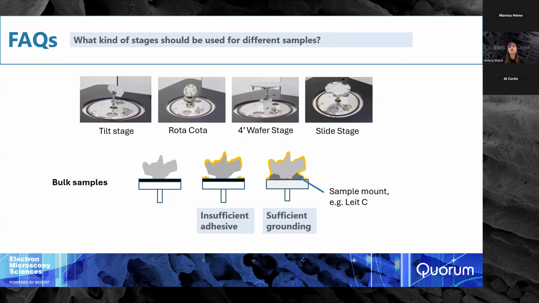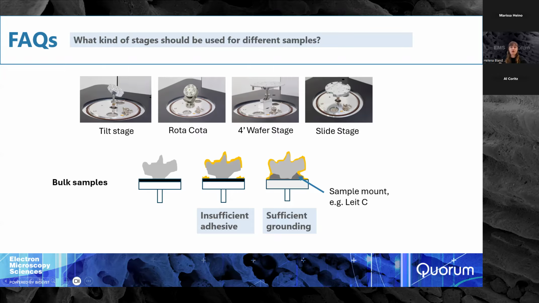So I now just finally wanted to talk a little bit about the frequently asked questions that we get at Quorum and at EMS. So the first one that we have is, what kinds of stages should you use with what types of samples? So with our turbo pumped coater, our TurboQ, it automatically comes with this tilt stage that's suitable for stubs, up to 6 stubs, either at a flat position or at a tilted angle. And the benefit of this is that you can have slightly more 3D structures, which will give you slightly more even deposition on those structures.